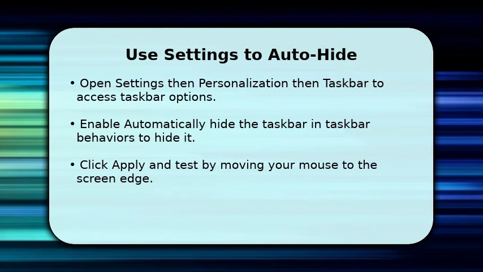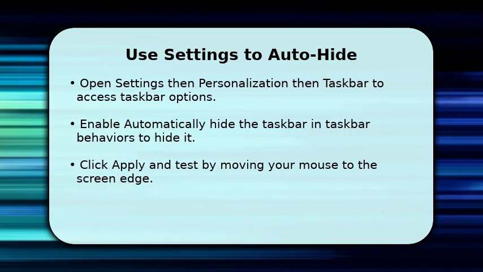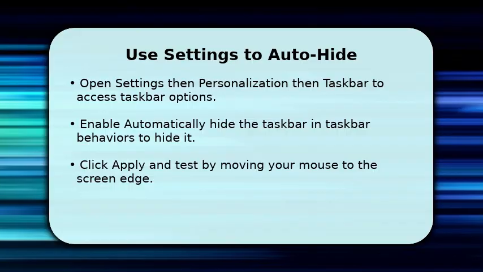Then choose Personalization. Select Taskbar and then scroll to Taskbar Behaviors to reveal Hide options. Check Automatically Hide the taskbar to remove the visible taskbar until needed. Click away or close Settings and move your mouse to the screen edge to test it.